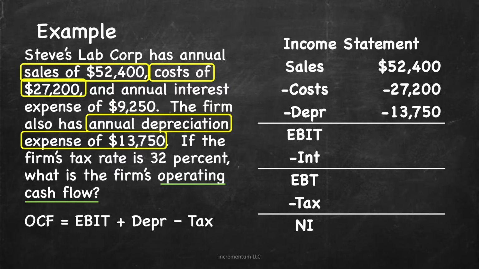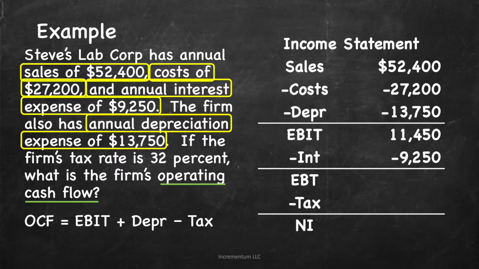And now we can calculate EBIT. Sales minus cost minus depreciation gives us $11,450. So now we'll need our interest expense. The problem tells us the firm has annual interest expense of $9,250, so we'll fill that into our income statement. And now we can calculate earnings before taxes or taxable income. That's $11,450 minus $9,250, and that's going to give us $2,200 for earnings before taxes or taxable income.